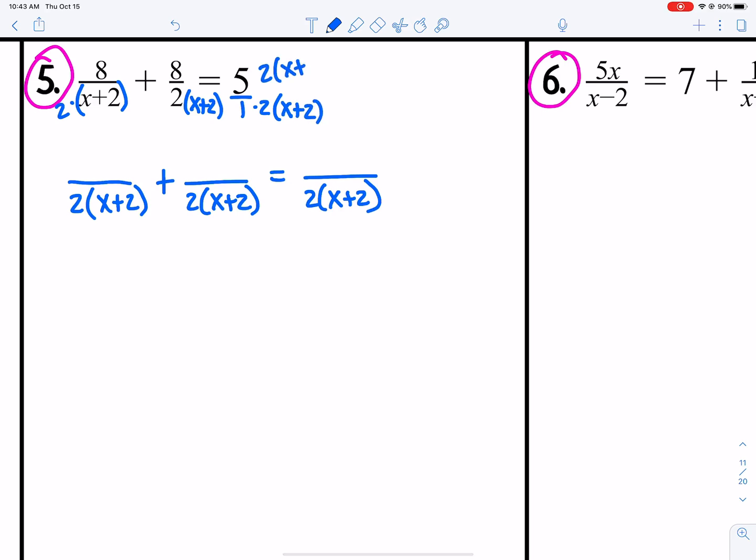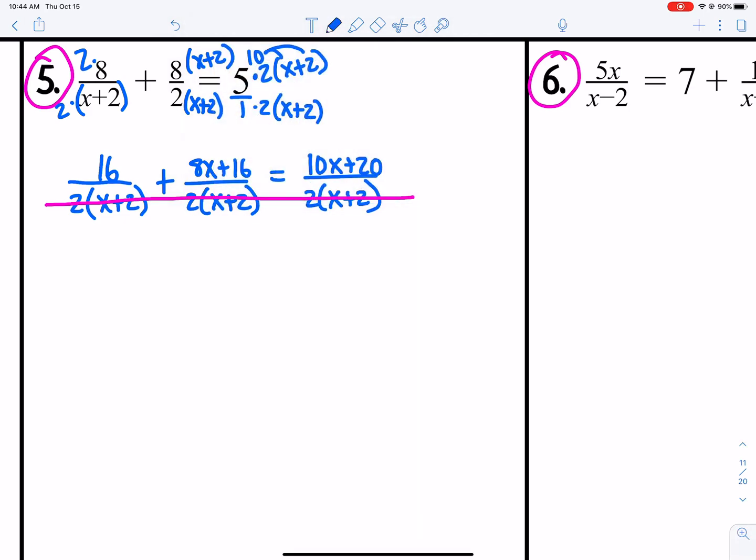And then just do the same thing in the numerator that you do in the denominator. So 2 times 8 would be 16. 8 times x plus 2 would be 8x plus 16. And then we have 5 times 2, which is 10. And then 10 times x plus 2 would be 10x plus 20. Now, after all that hard work of getting your denominators the same, you're able to cancel them out and just bring down what's left in your numerator. So I'm just going to write it first, and then we'll work on cleaning everything up and solving.